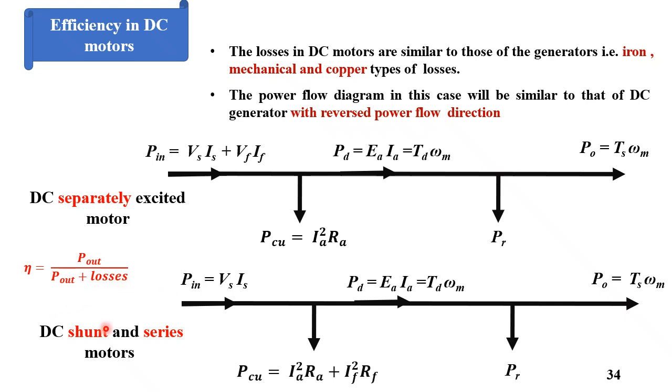For the shunt and series motors, we have the power input, which is V supply times I supply, and the first type of losses, which is the copper losses, equal to IA square RA, or IF square RF. Then the power remaining for conversion to mechanical power, which is the power developed, equals EA times IA, or the torque developed times omega. Then the mechanical rotational losses, which is the power rotational, and the remaining power after subtracting the rotational losses from the power developed, which is the power output, equals torque shaft times omega m.